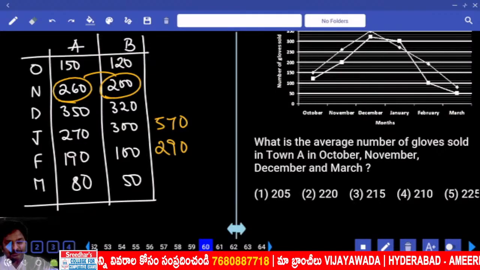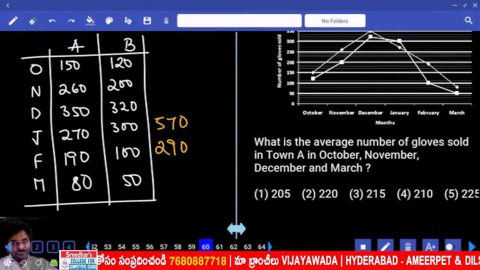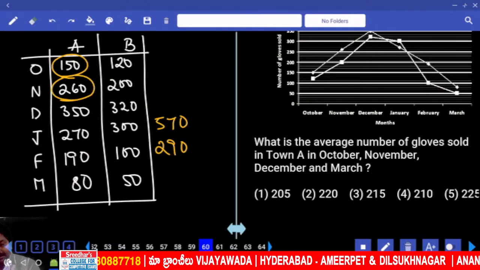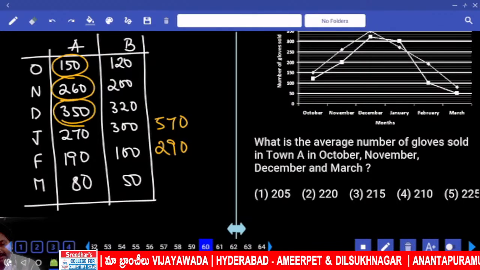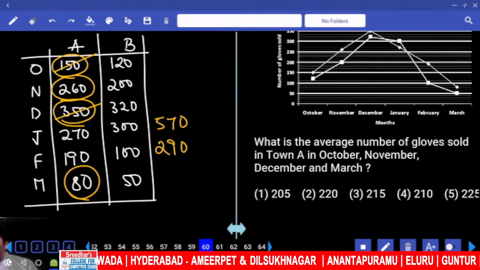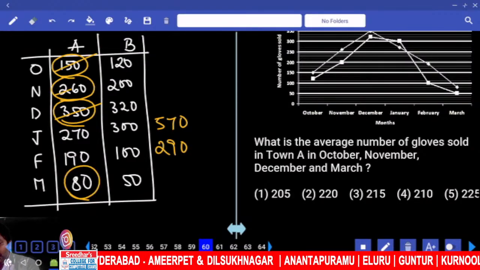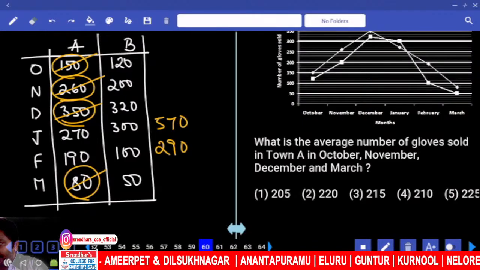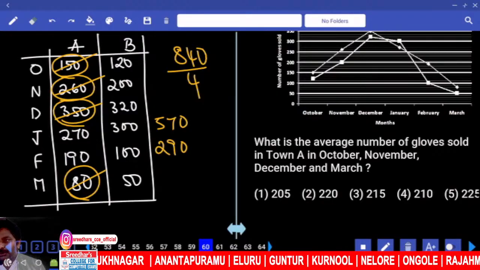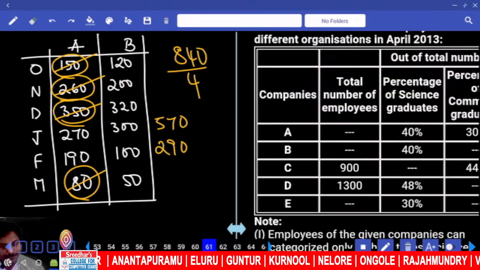What is the average number of gloves sold in town A? October, November, December and March: 150, 350, remember, 260, 80. Total, average by 4, 210.